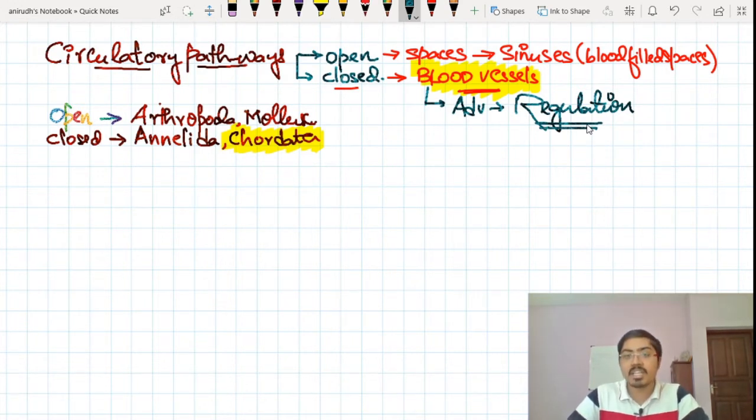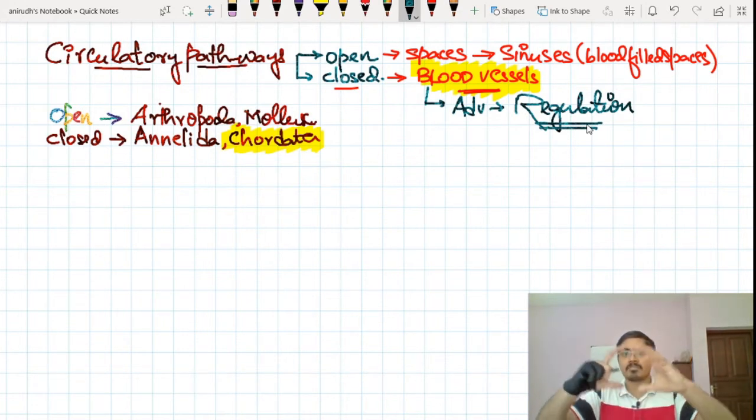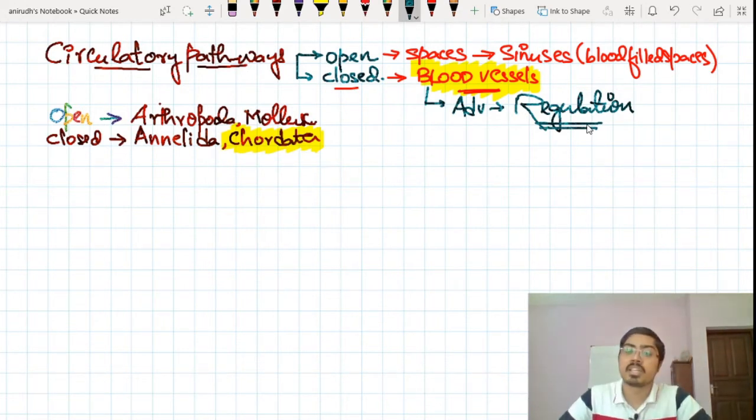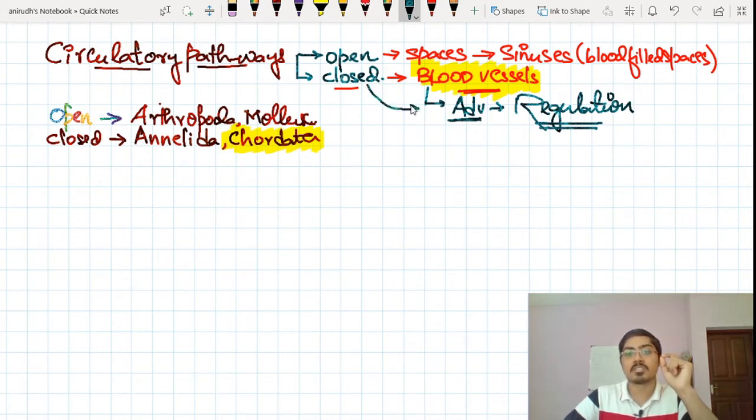So if a particular area in your body requires more blood, then the arteries that supply that particular area can dilate. So if the artery dilates, becomes bigger, more amount of blood can go over there. So in this particular way, depending on the need of each and every individual organ and tissue of your body, the blood flow to those areas can be regulated, and this is the advantage of closed circulation. The blood flow to each and every individual part can be regulated. This is a very important aspect that you are supposed to remember.